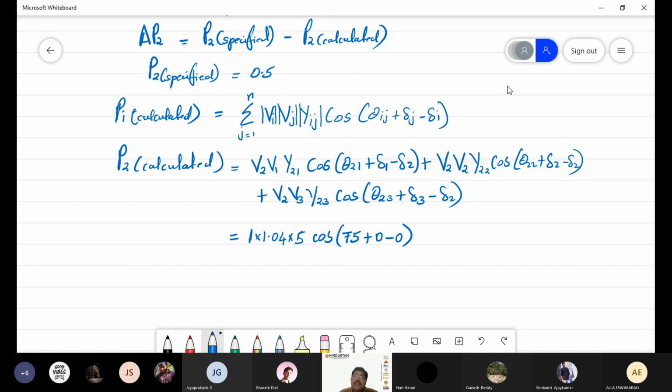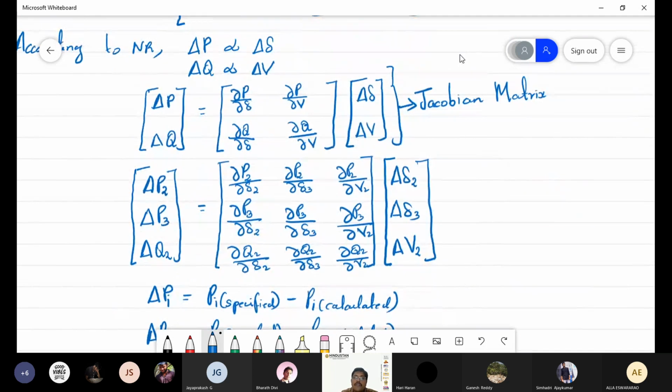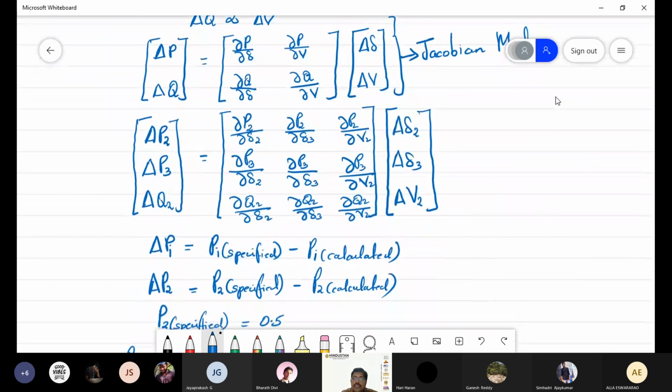Del 1 value is given in the problem, that is 0. Del 2 value is not given, but we took the flat voltage, 1 angle 0 or 1 plus j0, so that value becomes 0. Plus V2 into V2, the flat voltage only, that is 1 multiplied by 1, multiplied by Y22, and for theta 22 we need the Y bus. Y22 is 12, theta 22 is minus 25.